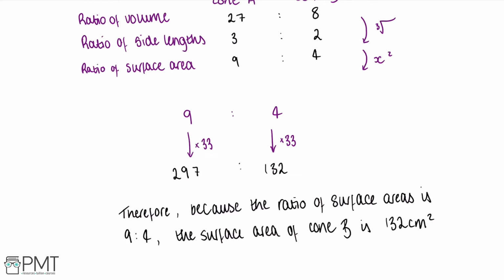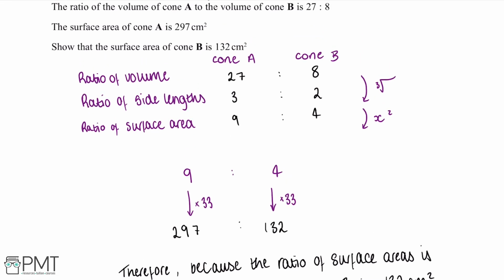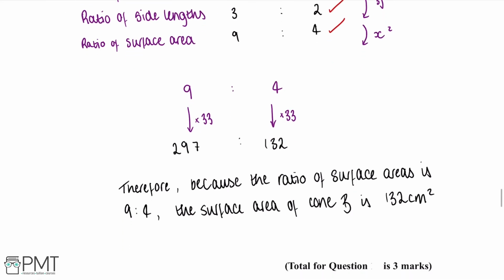Now this question's worth 3 marks. We'll get our first mark for working out the ratio of the side lengths. We'll get our second mark for working out the ratio of the surface areas. And we'll get our final mark for showing that the surface area of cone B is 132 centimetres squared, using the correct calculations.